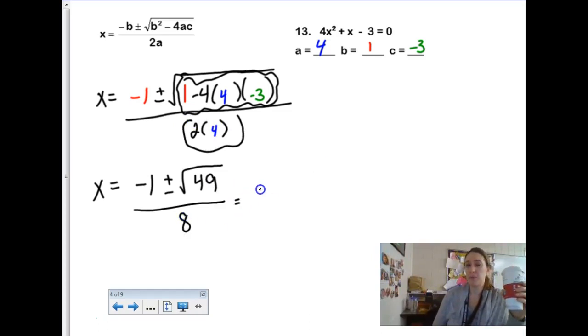So here we're not done. A little bit of bad news. The square root of 49 reduces, and it is a perfect square, so it actually reduces to a 7. So we have, well, negative 1 plus and minus 7, all of that being divided by 8.